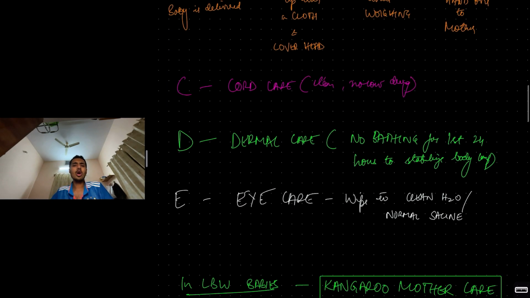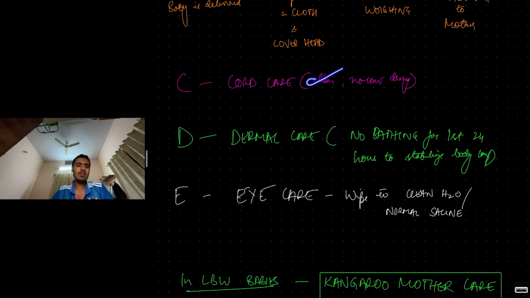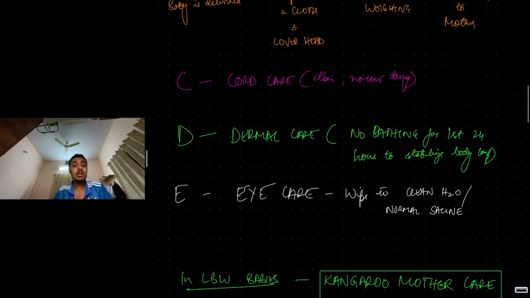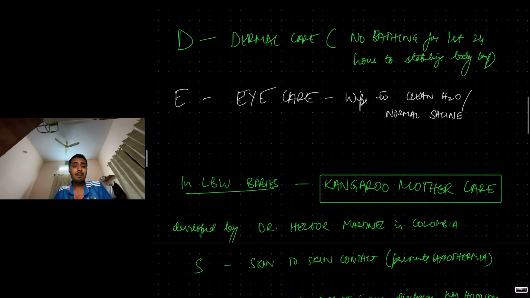Then C, cord care. You have to maintain a clean cord. Delayed cord clamping. You should not apply any cow dung because that can lead to neonatal tetanus. So, just a bit of elaboration regarding umbilical cord care. D is dermal care. Basically, no bathing for the first 24 hours, to stabilize body temperature.